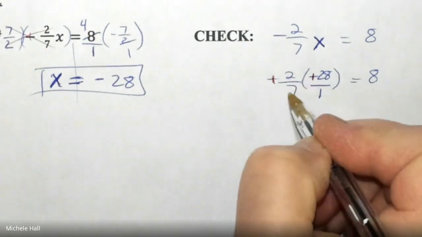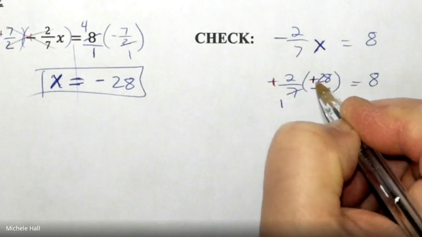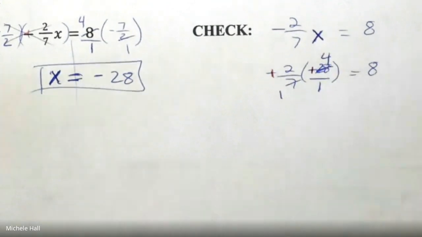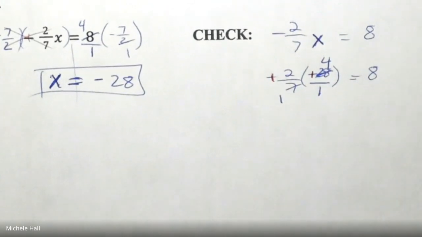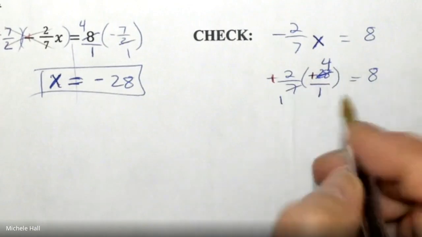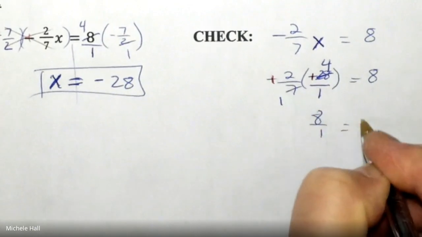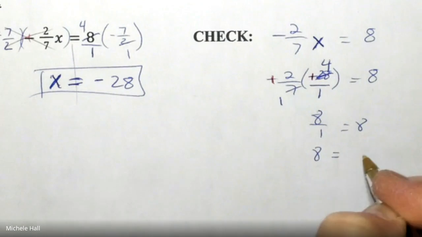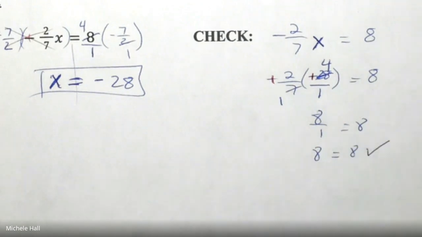7. 7 divided by 7 is 1. 28 divided by 7 is that 4. And then multiply straight across. 2 times 4 is 8. 1 times 1 is 1. And again, most people would skip the 8 over 1 step and go right to 8 equals 8.